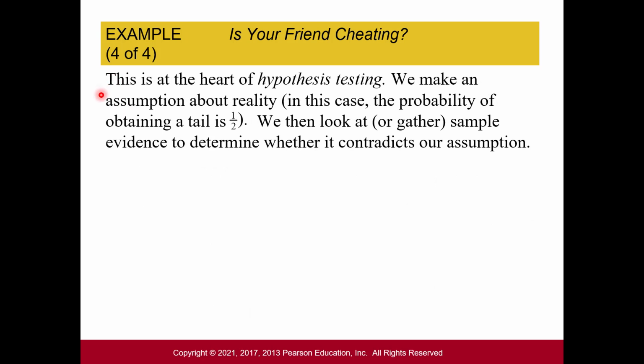And so this example is at the heart of hypothesis testing. We can make an assumption about reality. In this case, the probability of obtaining a tail when we flip is 1 out of 2. And then we look at or gather sample evidence to determine whether it contradicts our assumption. So we can't technically prove that our friend is cheating, but we can say whether or not our sample data supports that they are cheating.